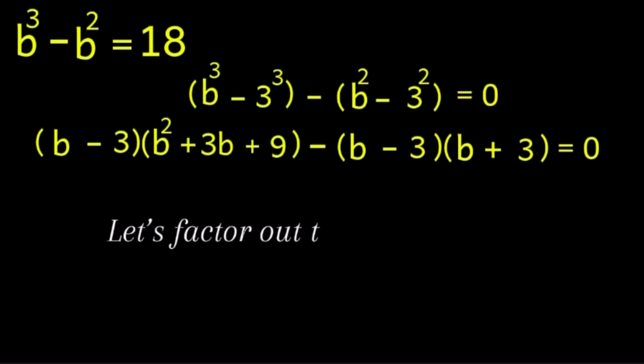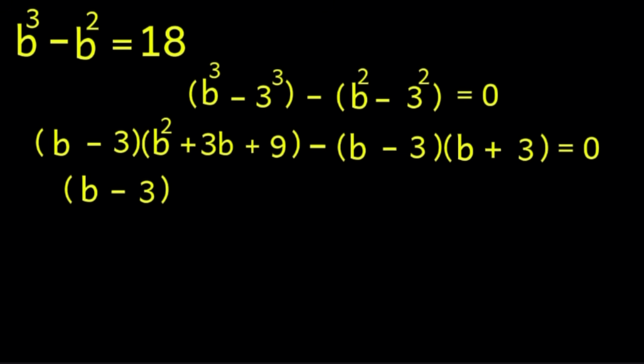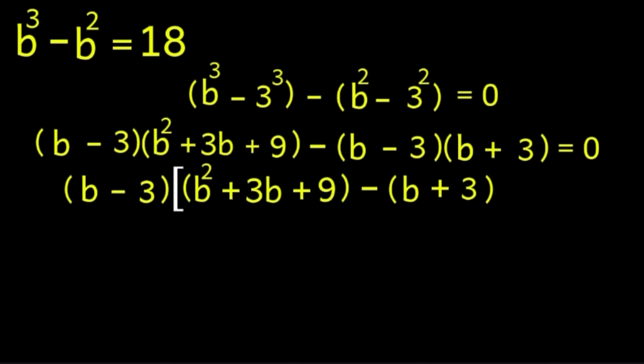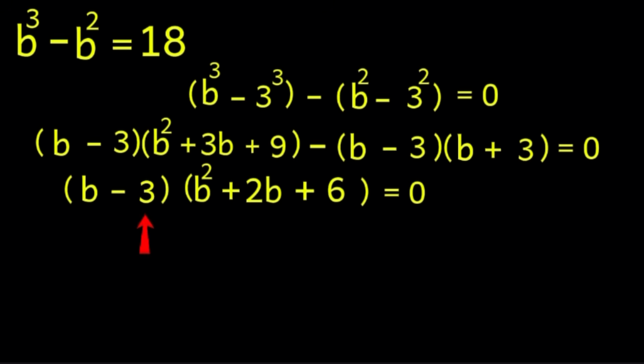Now, let's factor out the common term b minus 3 from both parts. This gives us (b minus 3) multiplied by (b squared plus 3b plus 9 minus (b plus 3)). Simplify inside the second bracket, we combine like terms. b squared plus 3b plus 9 minus b minus 3 equals b squared plus 2b plus 6. So our equation now becomes (b minus 3) multiplied by (b squared plus 2b plus 6) equals 0.